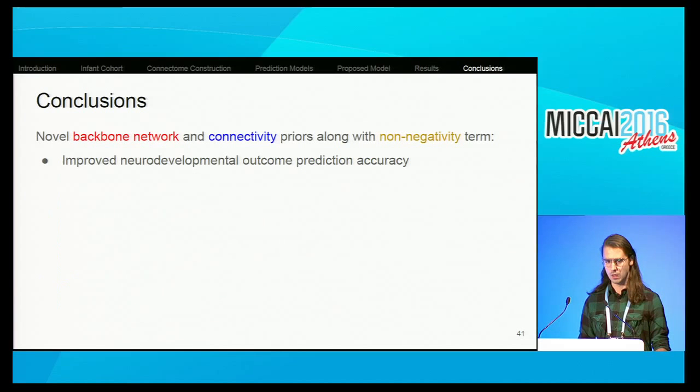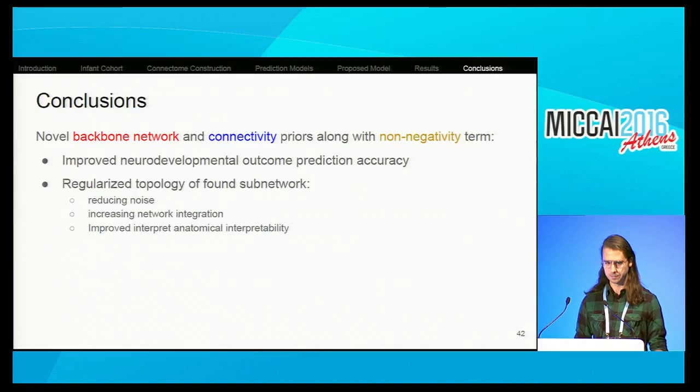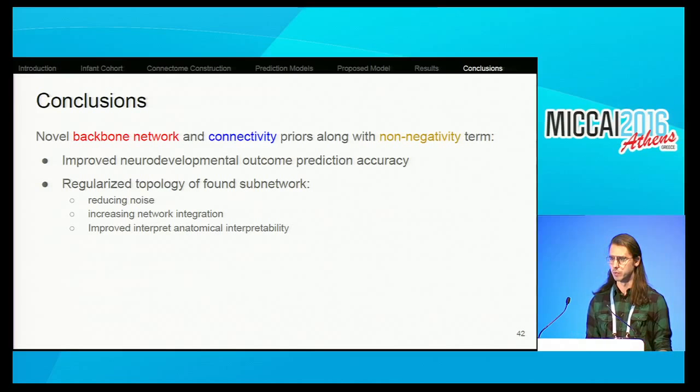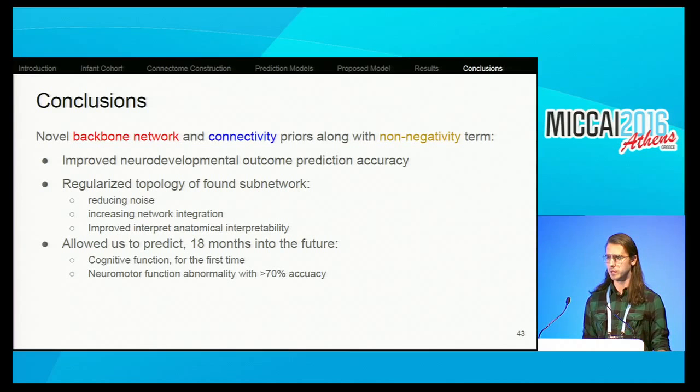So in conclusion, we introduced a novel backbone network prior and connectivity prior, along with a non-negativity term. Each of these priors improved our ability to predict neurodevelopmental outcomes. When we looked at the topology of these subnetworks, it reduced noise, increased the integration of the subnetwork, and improved its interpretability. And also, it allowed us to predict cognitive scores for the first time.